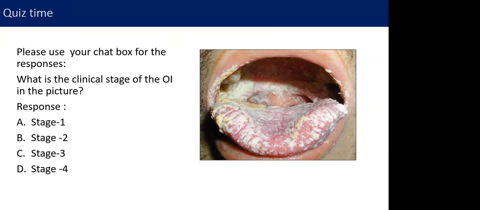Whether there is an esophageal extension or not can be ascertained by asking the patient whether he or she is having dysphagia or difficulty in swallowing, or odynophagia or painful swallowing. And if there is extension into the posterior pharyngeal wall, you can take it as evidence of esophageal candidiasis.